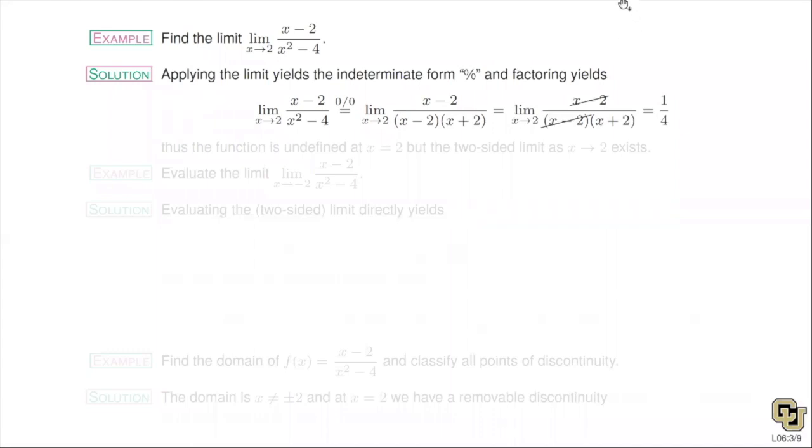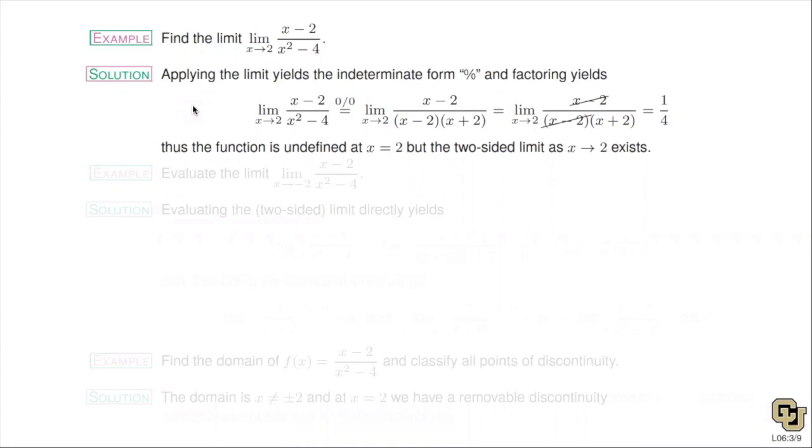And now apply the limit. As x goes to 2, just plug in 2 and see what we get. When we plug in 2, I get 1 over 2 plus 2, or 1/4. So here, the limit exists, but the function is undefined at 2. If you plug in 2, the function is 0 over 0. So this is one of those scenarios where the limit exists, but the function is not defined at the point. We'll see this is a removable discontinuity.